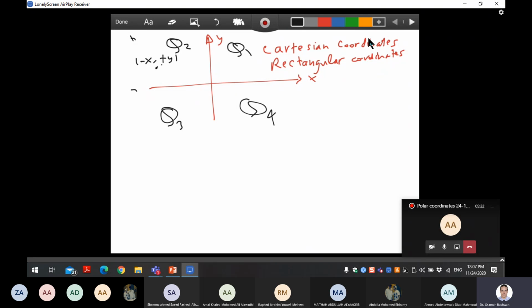Okay. If you go to the third quadrant, both of them are negative. So negative x and negative y. For the fourth quadrant, your x is positive, but your y is negative. So you have positive x, but negative y. In the first quadrant, both of them are positive.